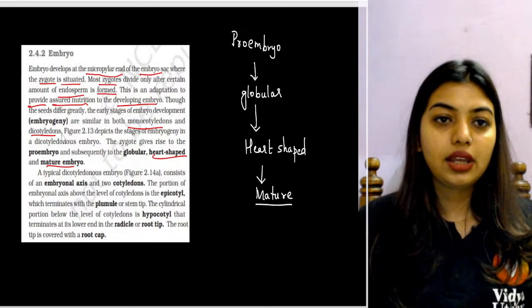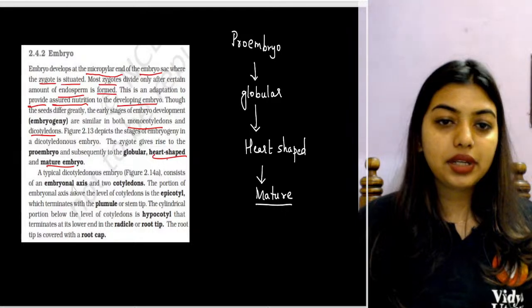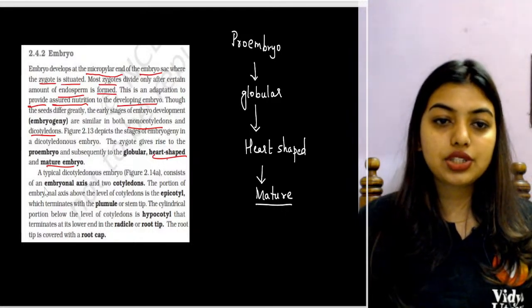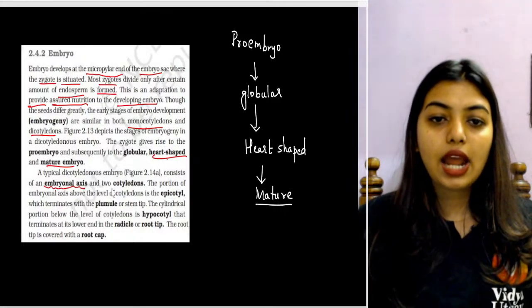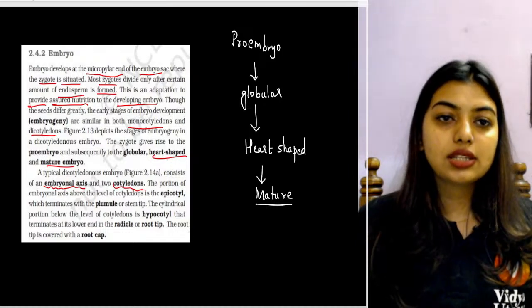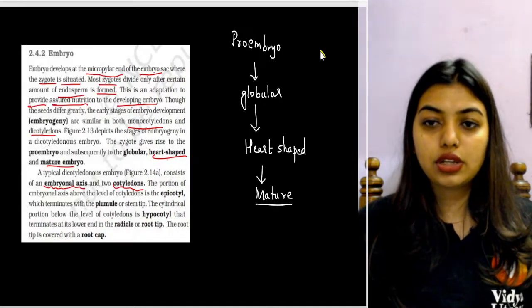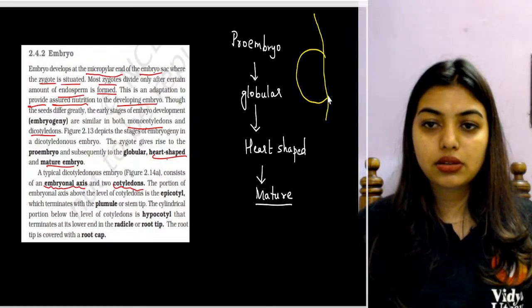Okay, fine. Now, a typical dicotyledonous embryo consists of an embryonal axis and 2 cotyledons. Okay, so that is going to be like this, students. What they're trying to talk about is, students, how do you find my botany class? Because you already know about zoology classes.